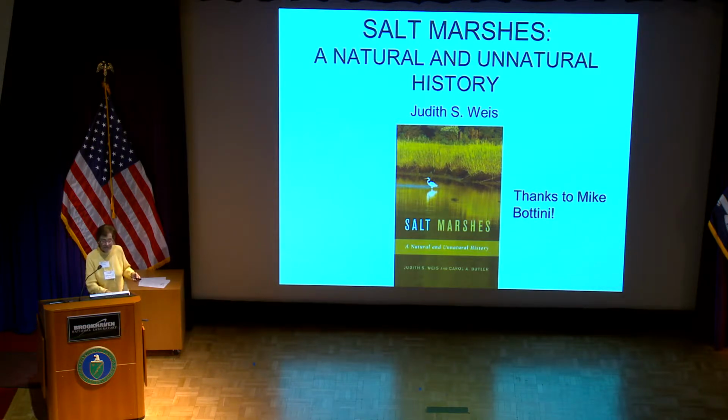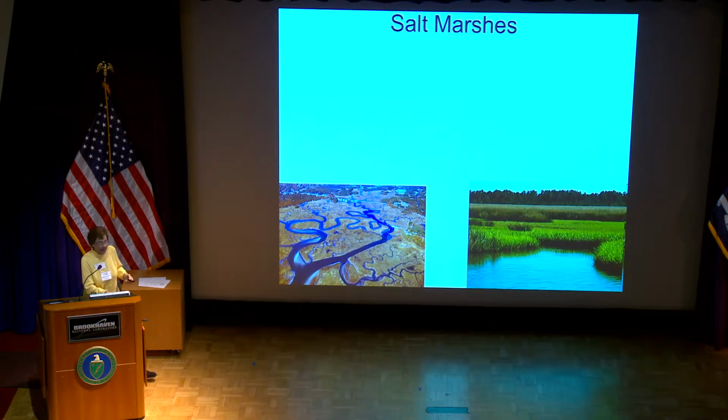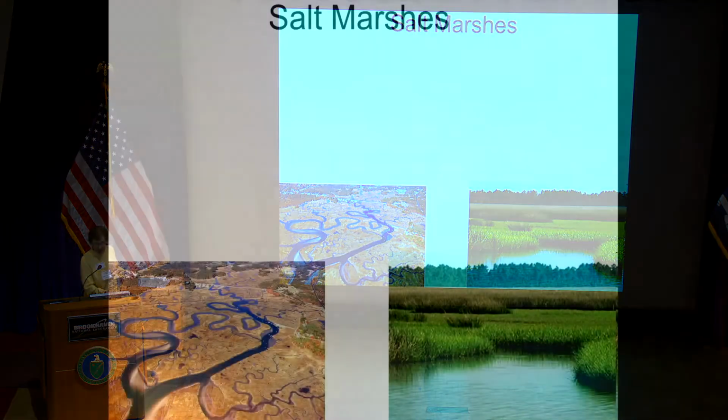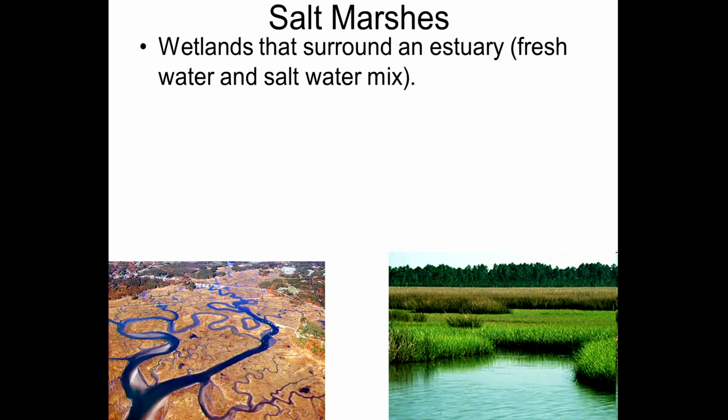Okay, going on to salt marshes. What is a salt marsh? A salt marsh is a wetland that surrounds an estuary. And then we can say, well, what's an estuary? I guess most of you know, but it's an area where fresh water and salt water mix. And in a couple of pictures, you see sinuous channels here, tidal creeks, and here's the marsh.